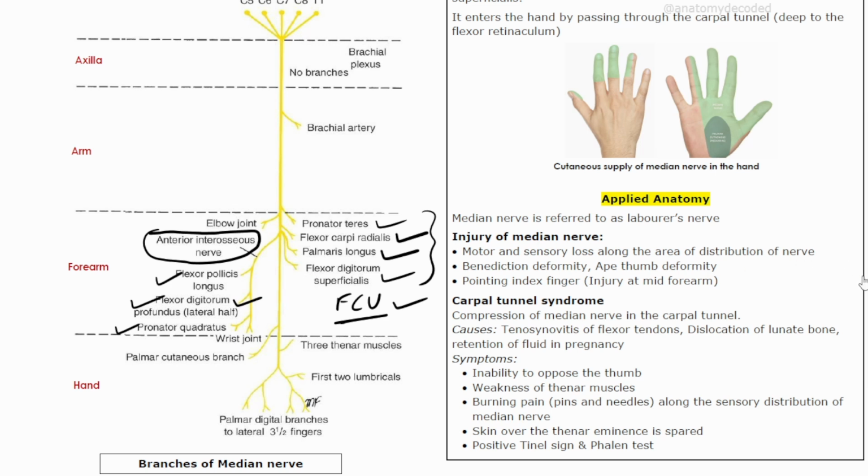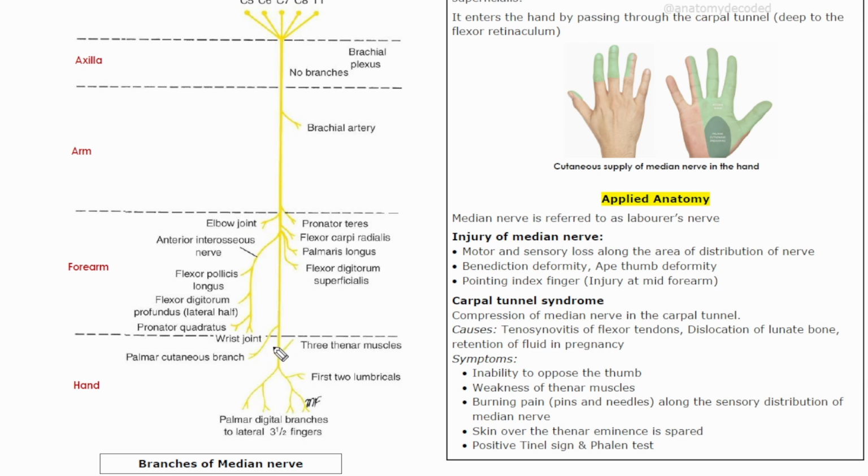Then it enters the hand by passing through the carpal tunnel. Before it enters the hand, it gives one important branch, referred to as the palmar cutaneous branch. This branch is given proximal to the wrist joint and supplies skin over the thenar eminence. There is an applied importance of it that we'll see. Then it gives branches to the thenar muscles, the 2 lumbricals, and skin over the lateral 3.5 digits. If you look at this diagram, the lateral 3.5 digits and the palm region are supplied by the median nerve.